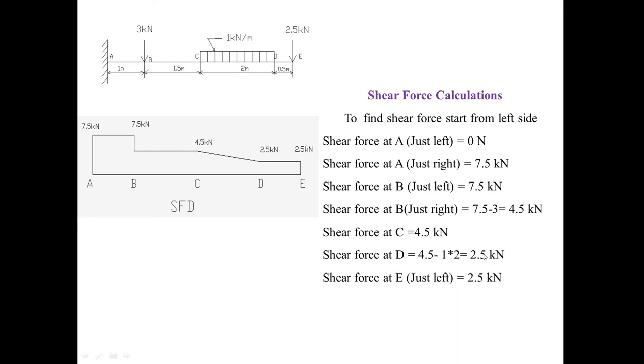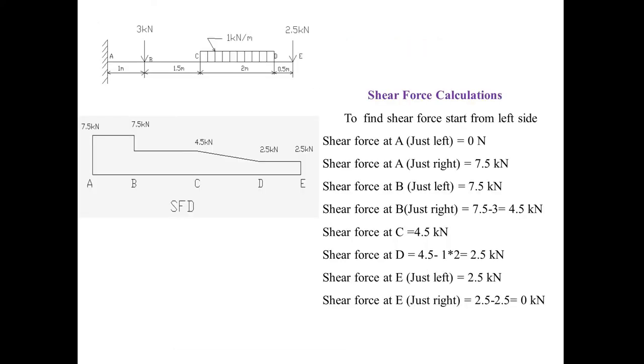So at D. Now at E, just left of E will be 2.5. Then just right of E, 2.5 minus 2.5 will be equal to 0. So that is being satisfied.